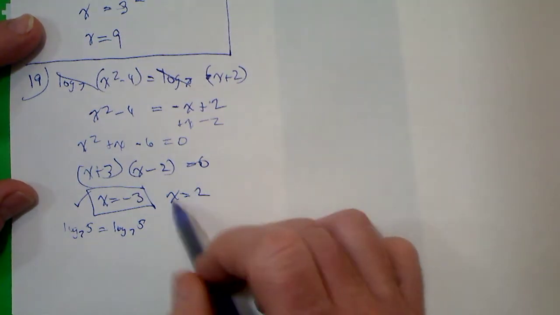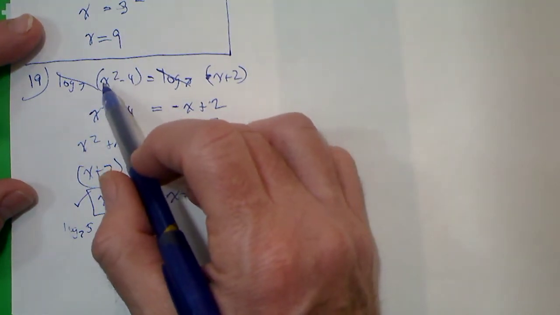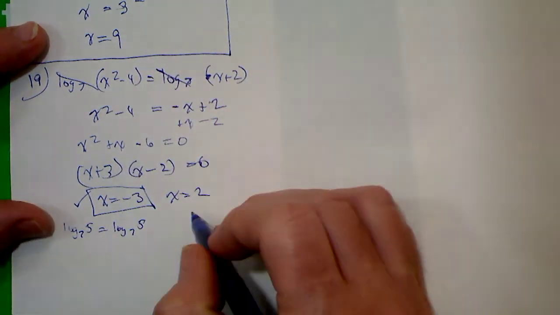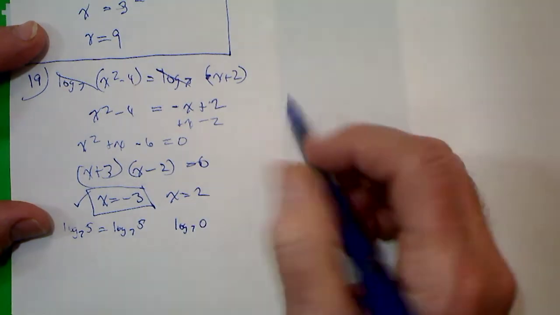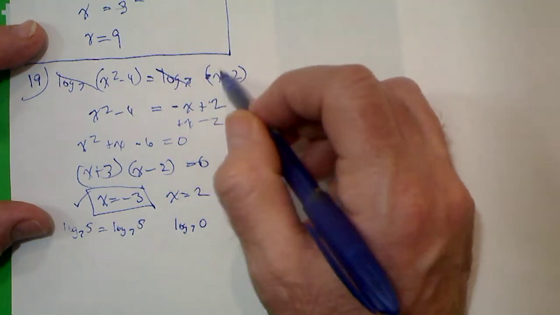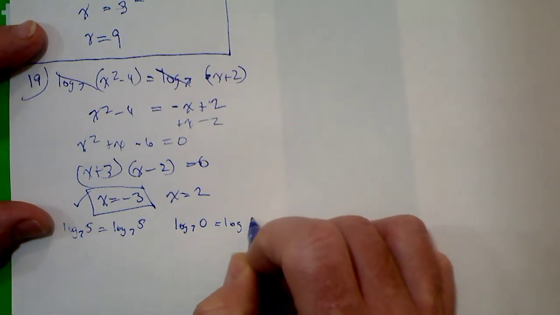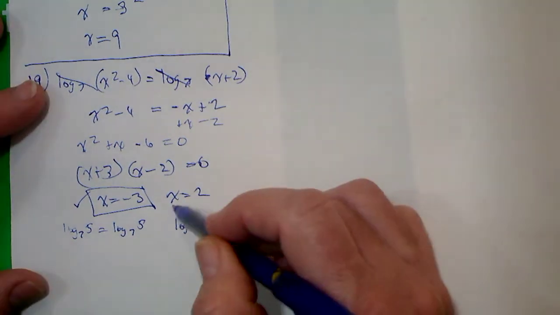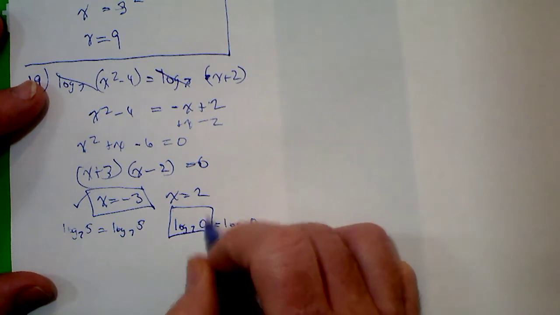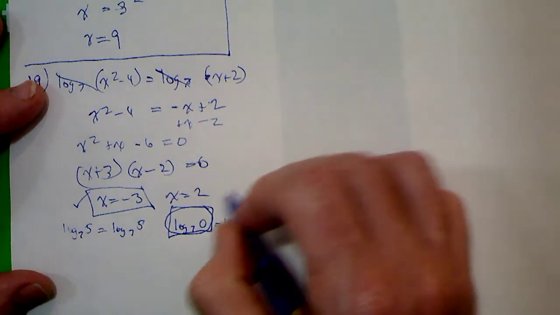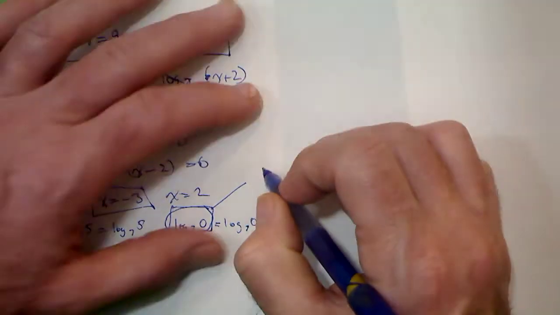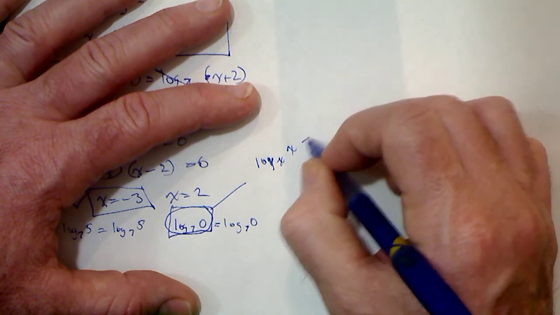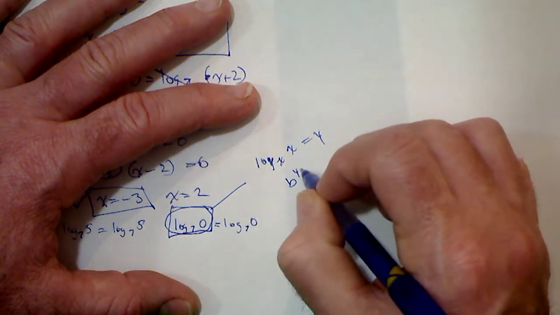That's good. Over here you put in the 2 and check the 2. 2 squared is 4. 4 minus 4 is 0. So that's log base 7 of 0. And negative 2 plus 2 is 0, so log of 0 base 7. So what's wrong with that? They equal each other, but is this possible? That's the definition of a logarithm: log base b of x equals y translates to b to the y equals x.